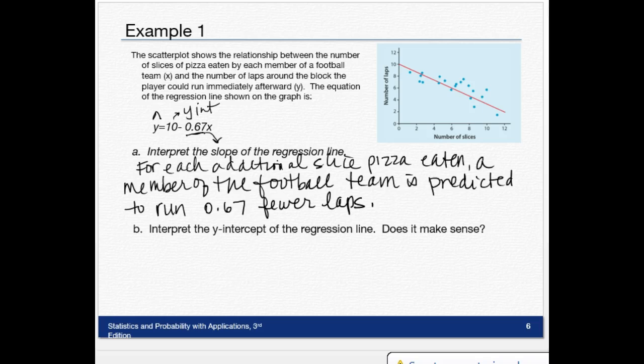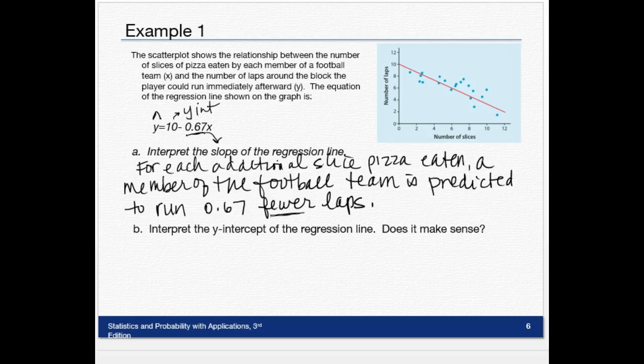Now you can word it differently, but you have to use the same units. Slice of pizza versus laps in the right context. But you could have written it differently if you want. But notice I use the word fewer. That's an indicator that it's a negative. If it had been positive, I could say 0.67 more laps, right? So that's how you would interpret slope in this problem.